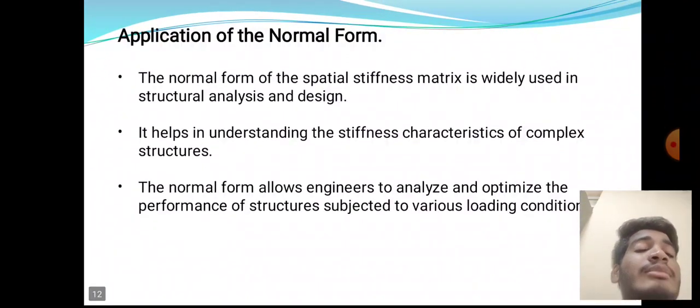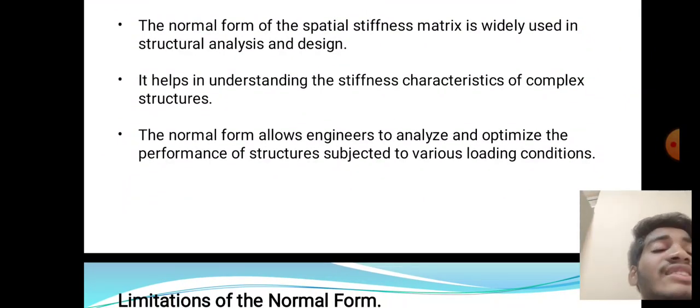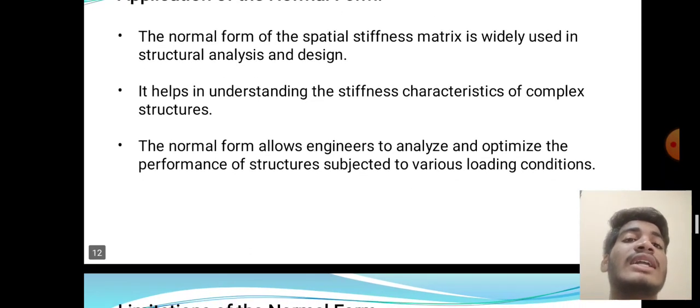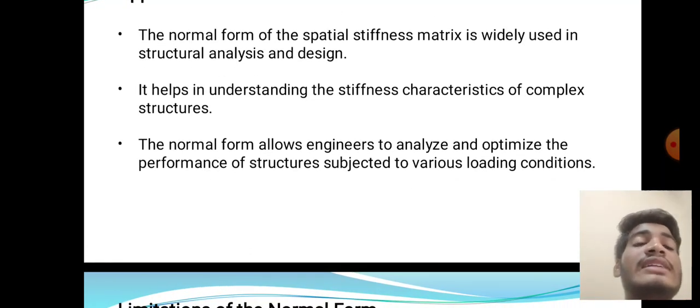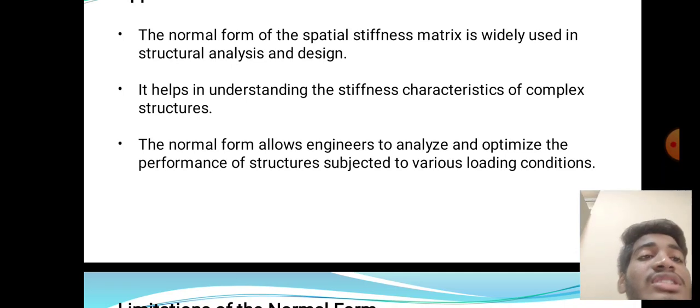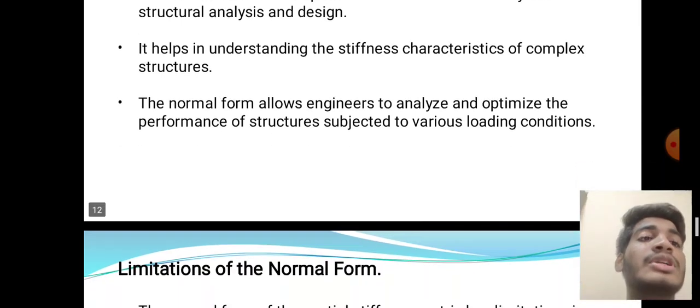Then, what are the applications of the normal form? The normal form of a spatial stiffness matrix is widely used in structural analysis and design. It helps in understanding the stiffness characteristics of complex structures. The normal form allows engineers to analyze and optimize the performance of structures subjected to various loading conditions.